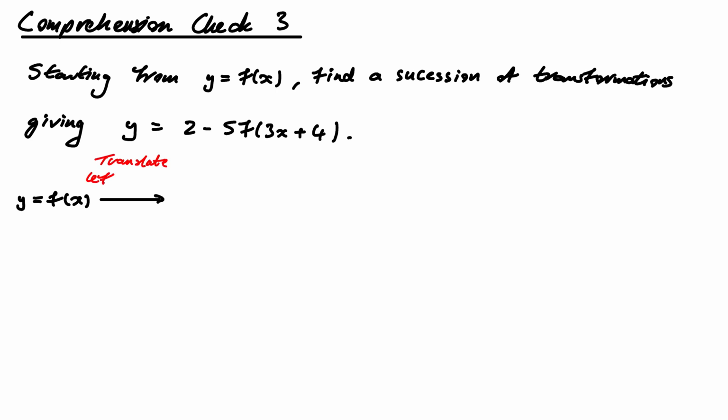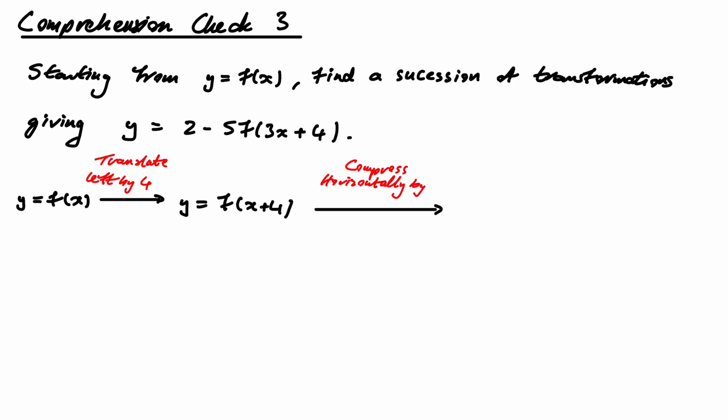Translate left by 4. So that gives me y is equal to f of x plus 4. Next we need a 3. So that means I've got to compress by factor 3 because I'm going to change the input to 3 times it. So let's compress horizontally by factor 3. So this gives y is equal to, okay, so f of x is the input. We're just going to replace that with 3x plus 4.